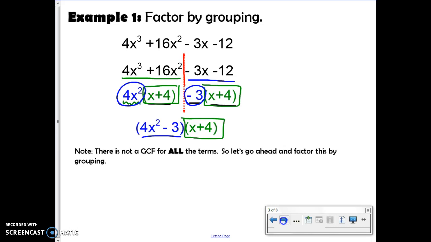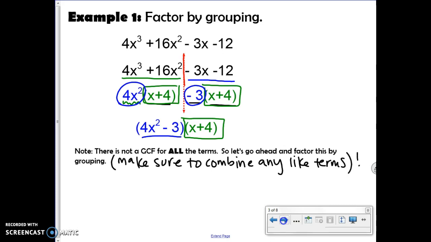I know it's kind of weird and it looks like a lot, but I hope after a couple examples this will be a lot easier for you. Again, I want you to take note that if there is not a greatest common factor for all the terms, you should go ahead and start to factor by grouping. The other thing you should do is make sure that you've also combined any like terms. Because remember, you can only use factor by grouping if you have 4 terms. So if you are able to combine like terms and find out that you don't have 4 terms anymore, then you don't actually have to use factor by grouping.